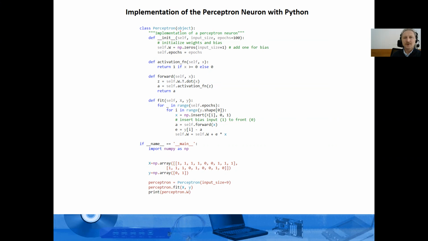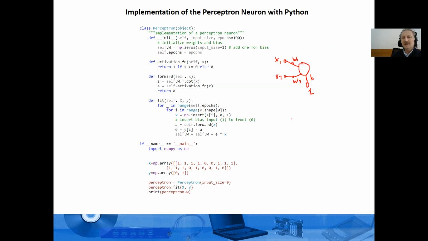You can define a class Perceptron. Inside it, we have a constructor, and then we have an activation function, a forward function, and a training function, the fit function. How does it work? It is simply working like this. For example, if you have two inputs, input 1, input 2, and a bias. The bias input is always the value 1. We have one bias term here, and then weight 1 and weight 2.